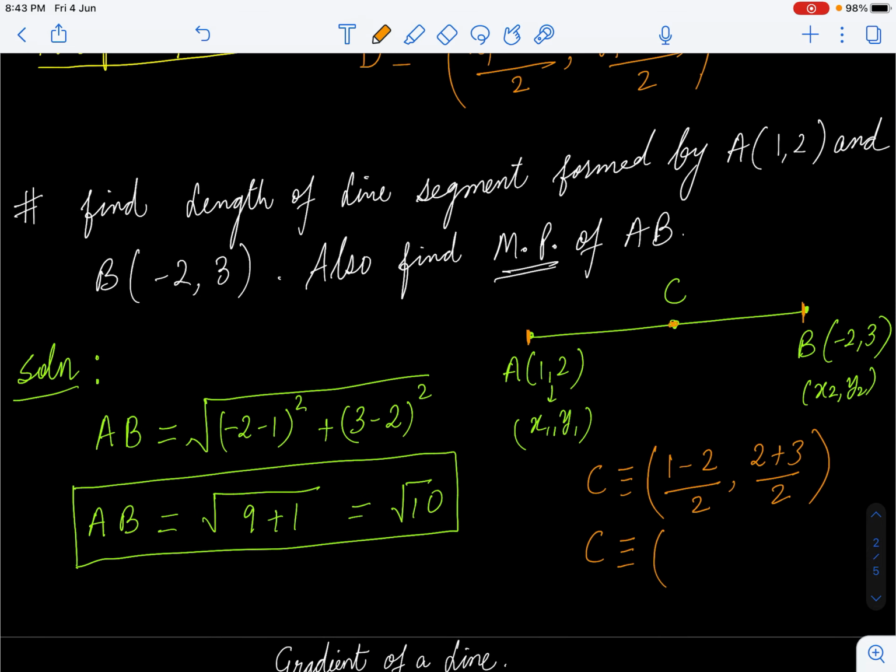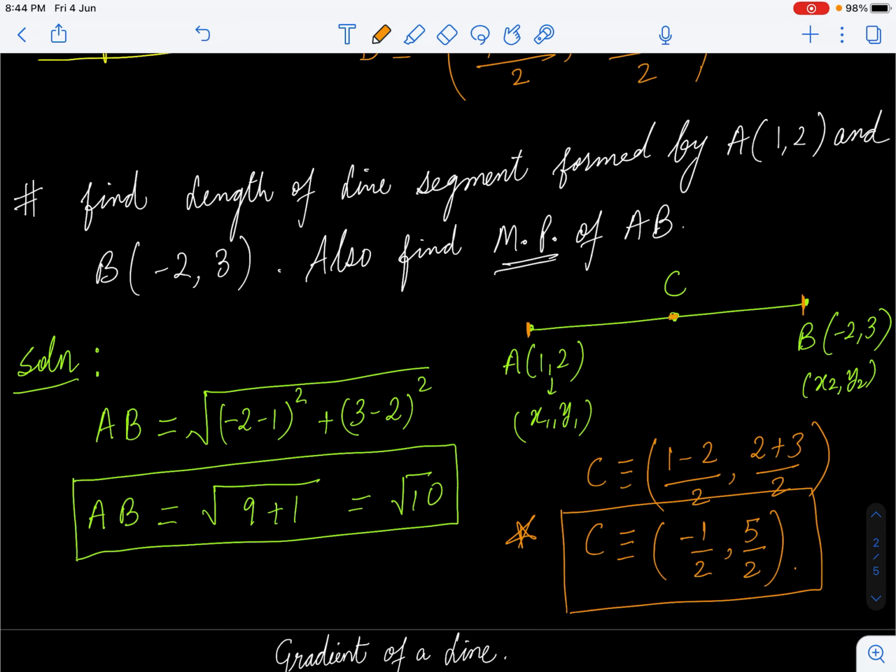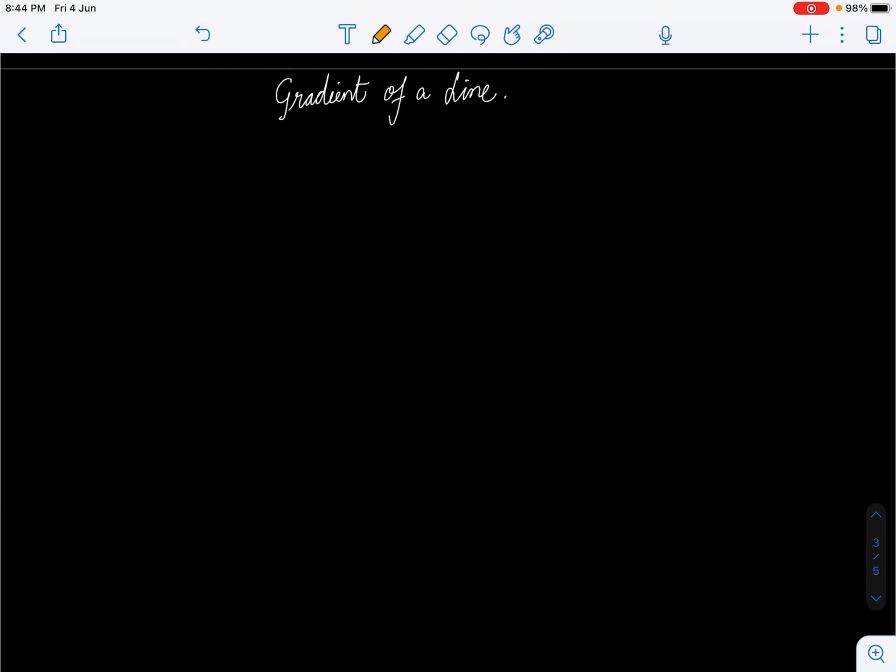So what's C coming out to be? This is coming out to be minus half, comma 5 by 2. So that is our answer, our midpoint for line segment AB. For Year 1 at Excel, coordinate geometry, straight lines, you need to understand this midpoint properly. If you understand this, it will help you in the circles chapter also.